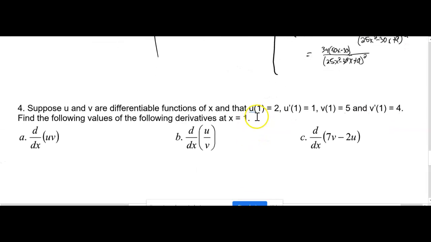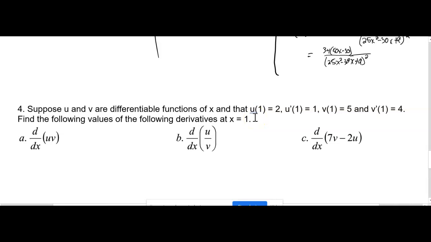All right, so number 4, similar, just different ways of asking these questions. So it says, suppose u and v are differentiable, so that means their derivatives exist, and they're functions of x. So that would simply mean like u might be x squared. Don't write this down necessarily. I don't know what these are. I'm just making it up. But u is a function of x, and v is a function of x. We just don't know what they're equivalent to at this point, but we know they're written in terms of x. We know that u of 1 is 2, u primed of 1 is 1, v of 1 is 5, and then v primed of 1 is a 4.